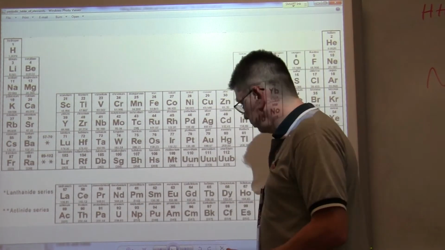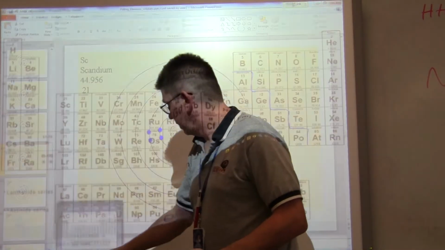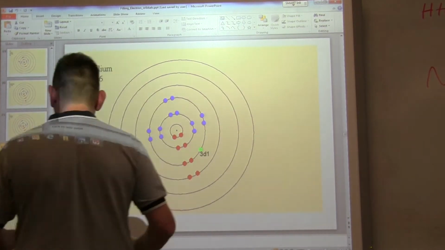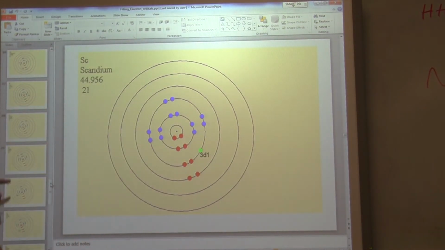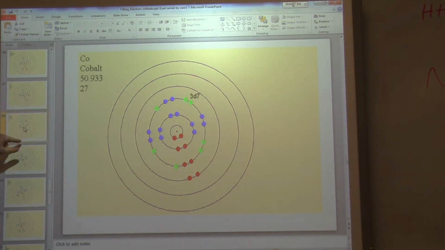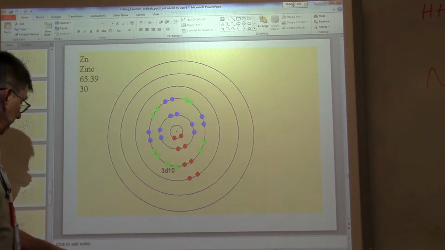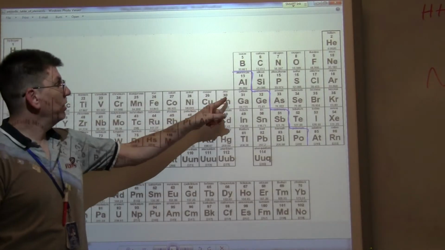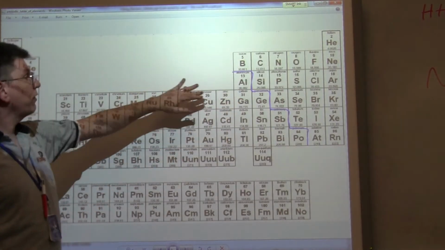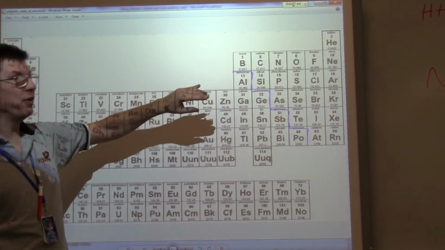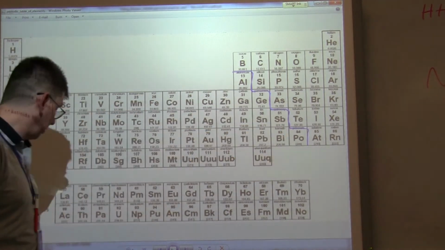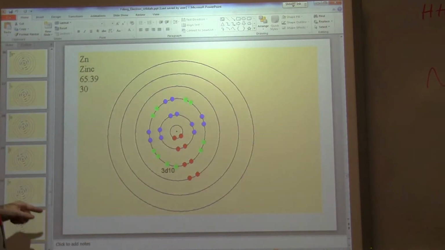Now, if we keep filling in the electrons as we go by manganese, iron, cobalt, nickel, copper, zinc. Zinc is the 10th one in here. Zinc is the last one. When you get to gallium, that's full now. There's 18 there, it can't hold any more. They have to go on to the next area.